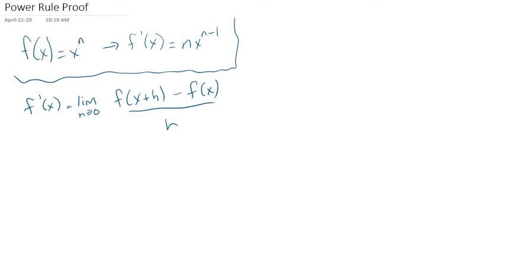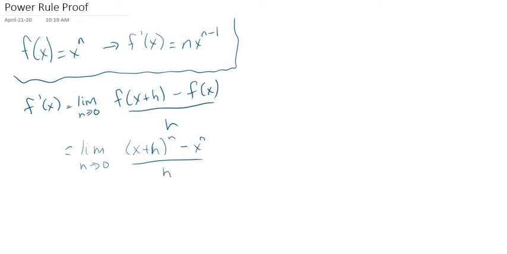And to do this, let's start by rewriting this in terms of our function x to the n. So we're going to start with the limit as h approaches 0. Instead of f of x plus h, let's write that as (x plus h) to the n. I'll write my h a little more clearly just to make sure this is totally clear. And then we have minus x to the n.